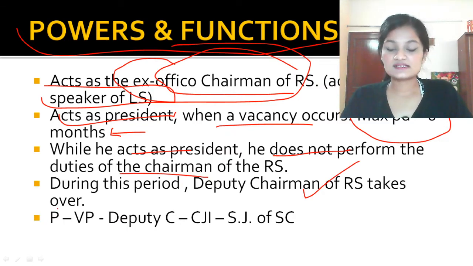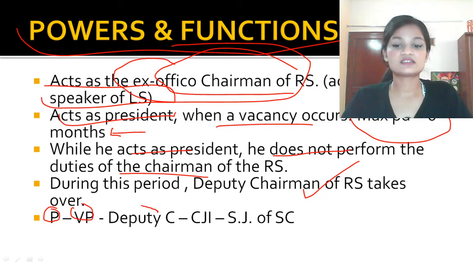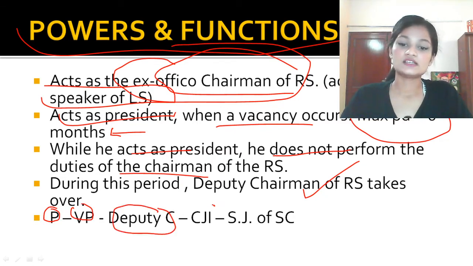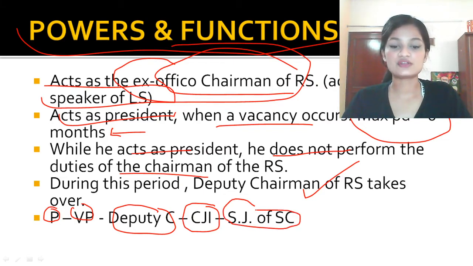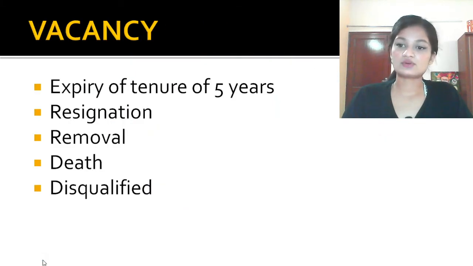So the order is like this. It's the president, followed by the vice president, followed by the deputy chairman, followed by the Chief Justice of India, followed by the senior most judge of the Supreme Court. So this is something that you just have to keep in mind.